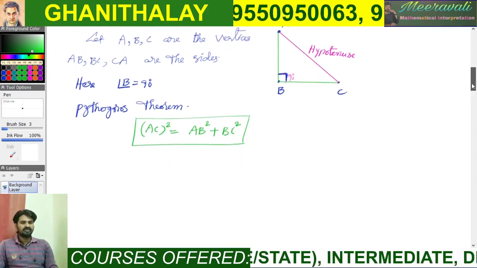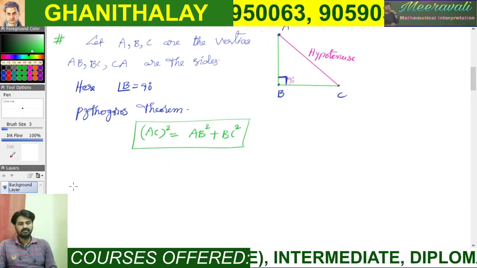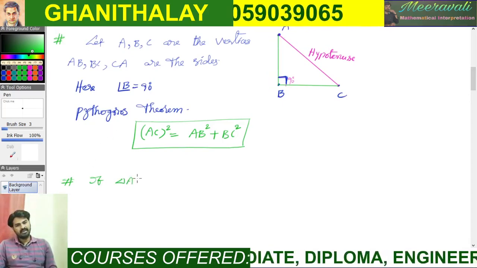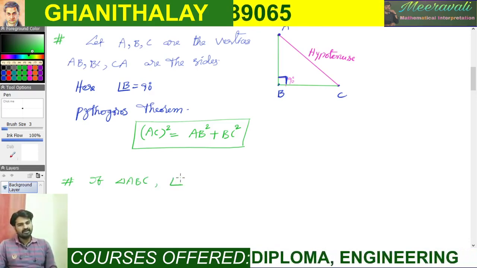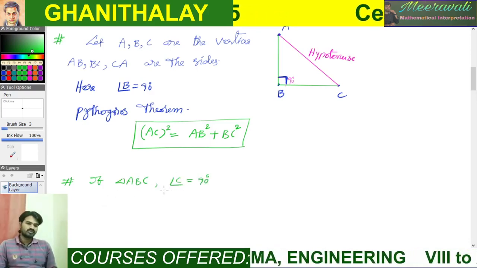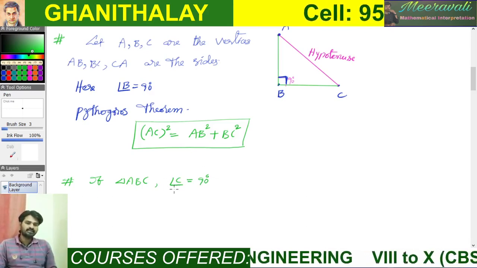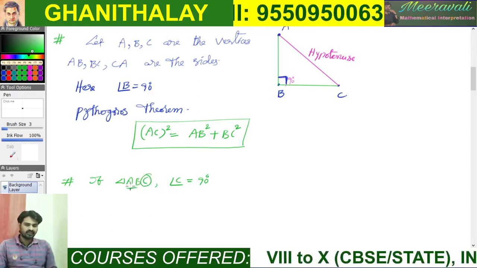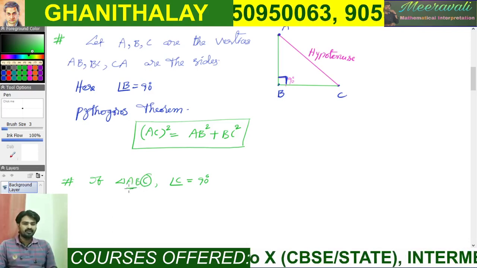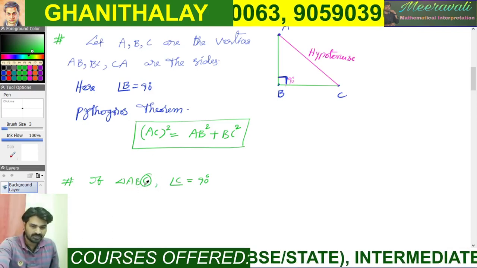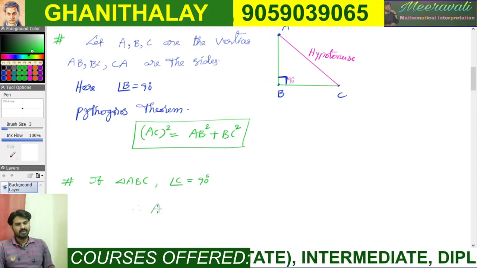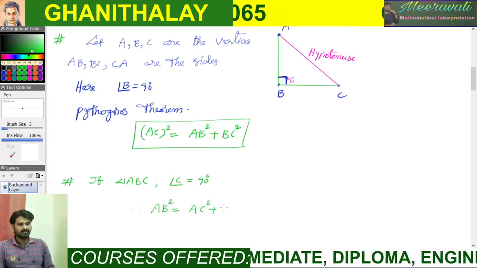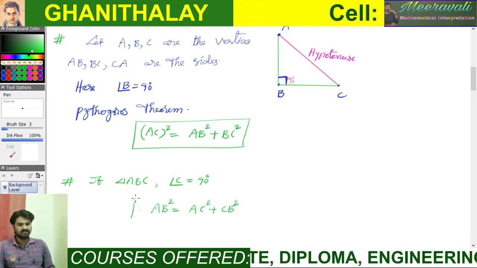Suppose one more definition, this is for triangle ABC. Now if in triangle ABC angle C is equal to 90 degrees, where is the 90 degrees formed? At the vertex C. Now removing C, the remaining vertices are A and B. Now AB becomes the hypotenuse. Therefore, hypotenuse square is equal to the remaining sides, AC square plus CB square. So this is the Pythagoras theorem.